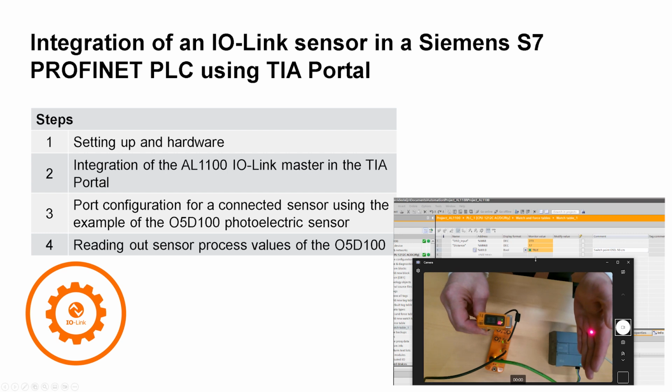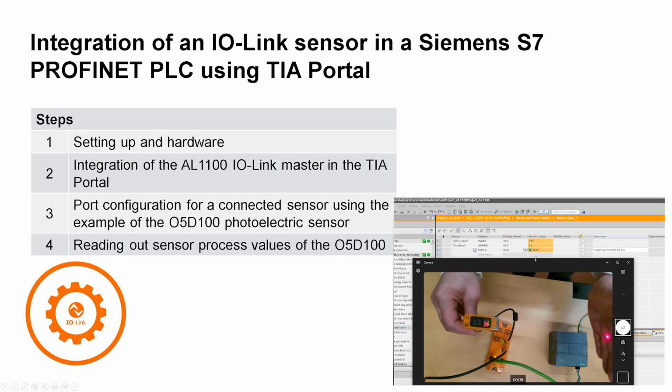First, we will establish the connection between the I/O link master and the PLC. Then we configure the I/O link port of the master to which our sensor is connected. After these steps, we will do the necessary programming to read out the process data of the photoelectric sensor.